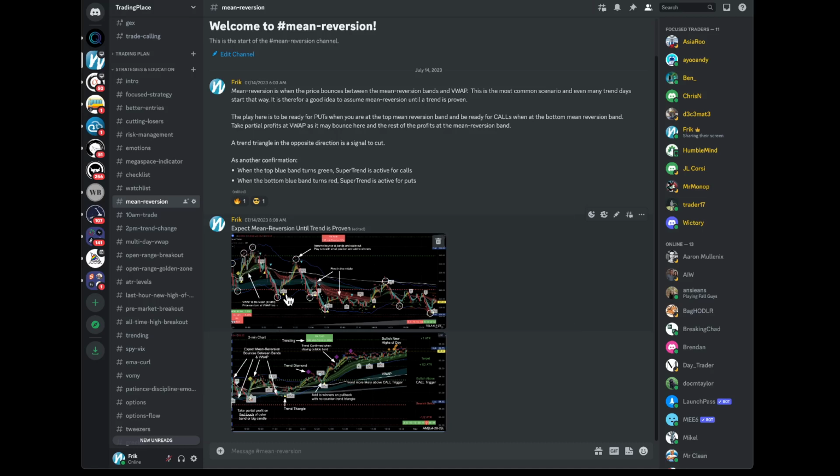And if you can get a yellow triangle combined with it, then it's even better. Or a blue triangle like we have there, then it's an even better or safer play. But yeah, then you just play the mean reversion. So puts at the top, calls at the bottom, partial profits at VWAP, before you get to the next band.